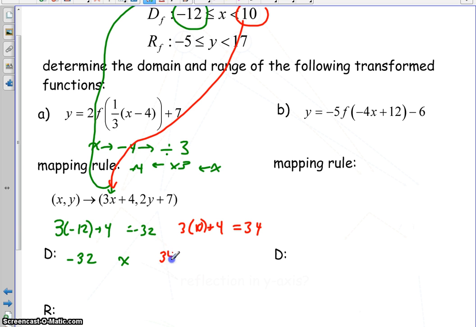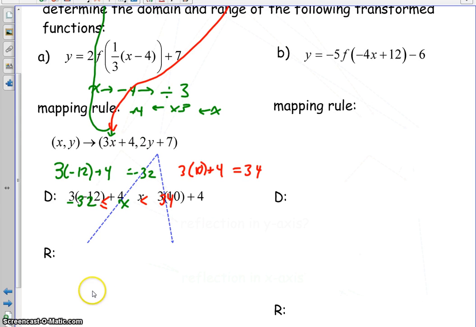So are the signs going to change? Well, did I multiply or divide by a negative? The answer is, of course, no, if you look at this mapping rule. So my signs should stay exactly the way they did before. So negative 32 is less than or equal to x, which is strictly less than 34. Okay, so you get your new domain there.